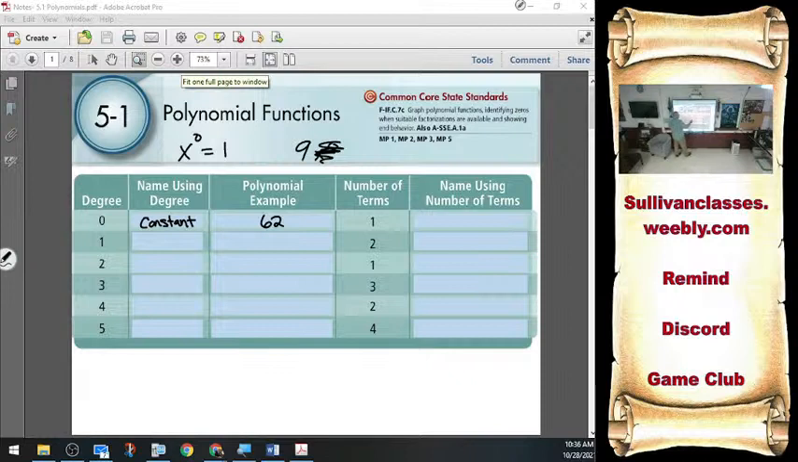I can name things two different ways, by its degree and by its number of terms. If something has only a single term in it, one term in it, I would call it a monomial. Mono meaning one, nomial meaning term. Monomial.